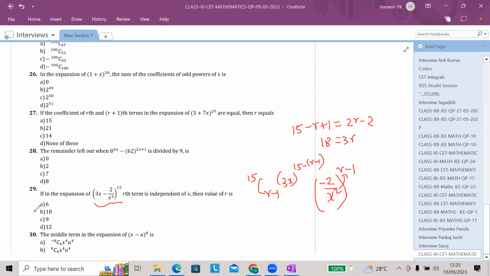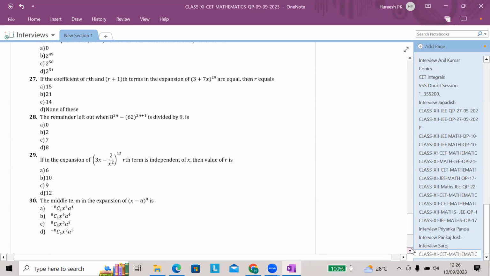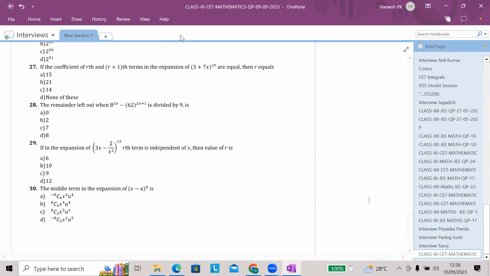So r is 6. The last question, the middle term here will be 8C4 x power 4 into minus a power 4. So it's quite simple. Option B is the right answer. So thank you, students. I hope you all found the paper easy. We'll join back for the JEE paper discussion in the next video.